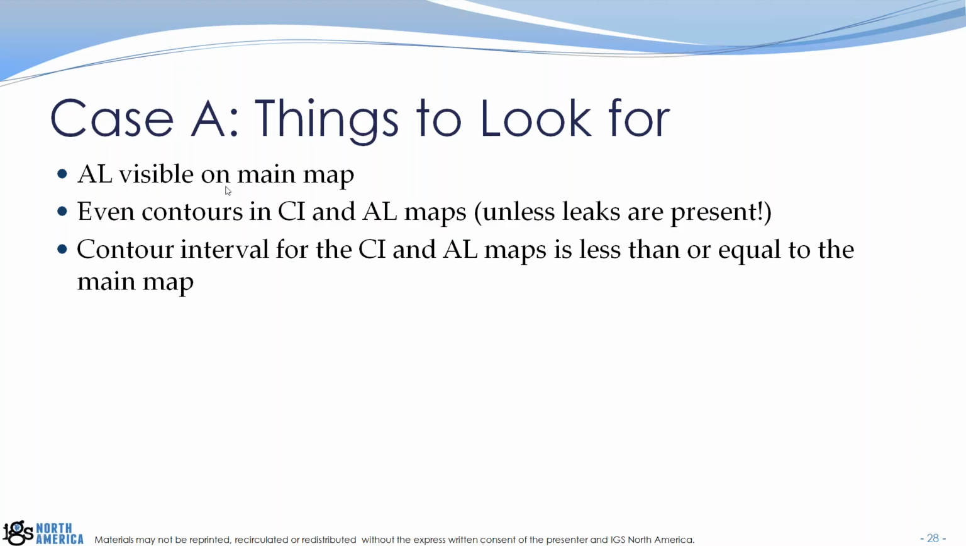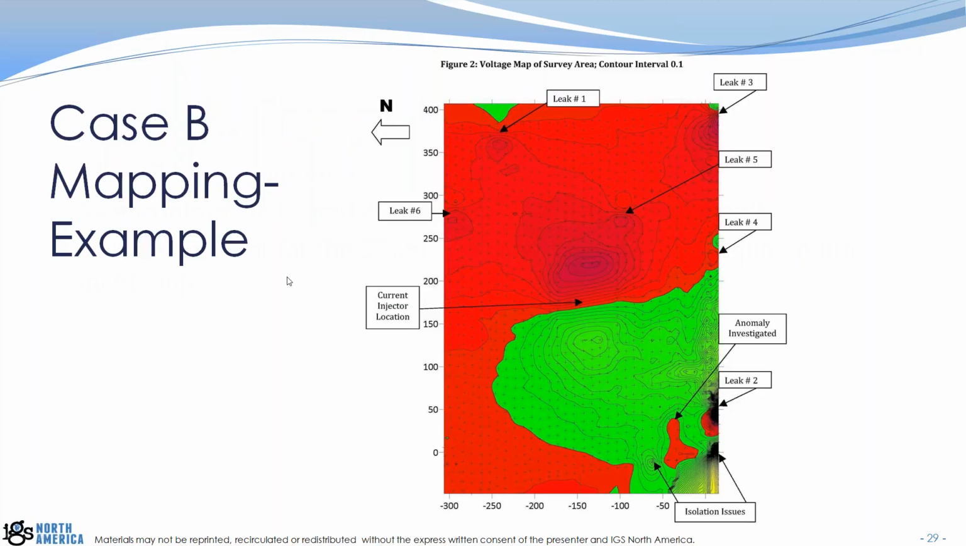So you want to make sure the AL is visible on the map. You want even contours on those maps unless there's a leak or something else that's strange going on. And you want to check the contour interval. So this is a case B mapping example. So the artificial leak is not left connected during the survey. This is our current injector location.